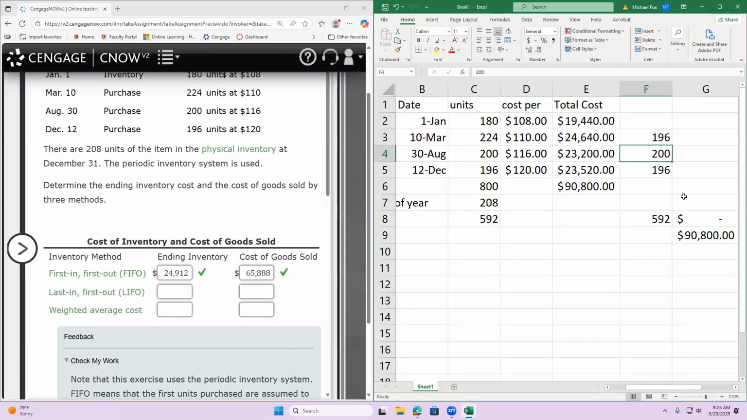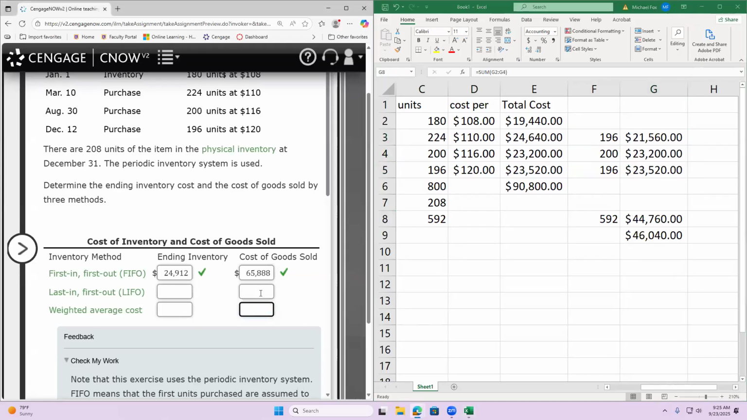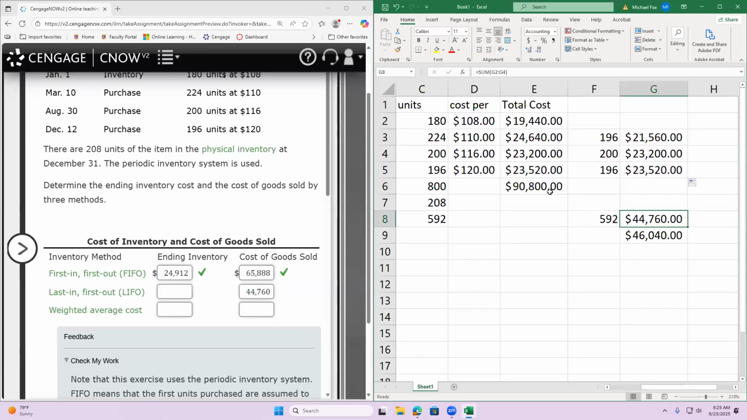Okay. So again, if I multiply this out, at $110 each times the 196 I sold, then my cost of goods sold is 44,760. And then I take 90,800, which is the total cost of goods available, minus the cost of goods sold, gives me the cost of goods in ending inventory, or 46,040.